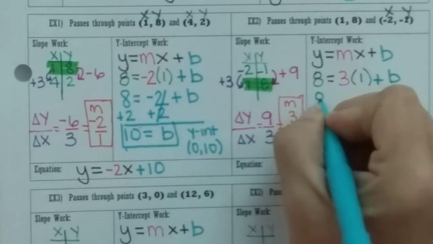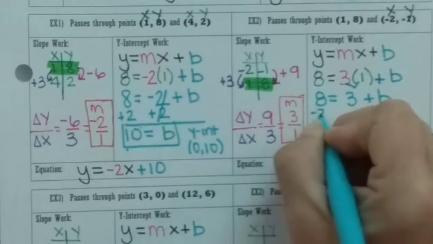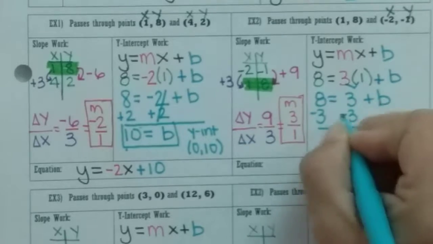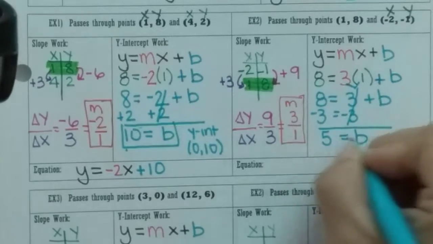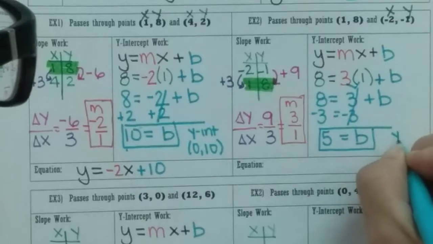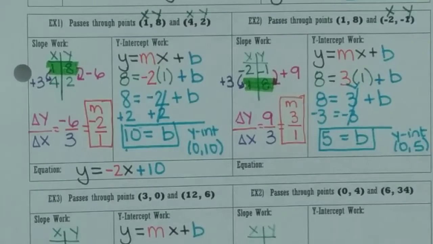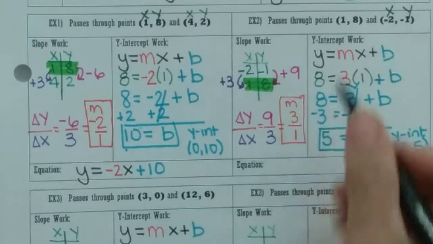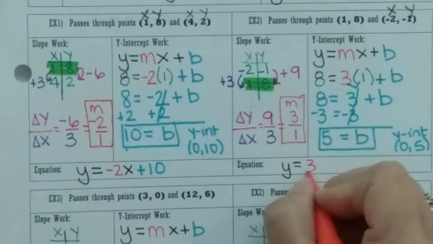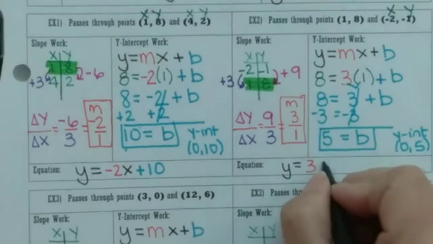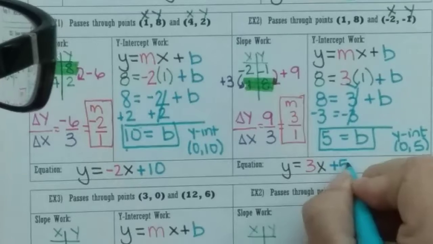So now I have 8 equals 3 times 1 is 3 plus b. Subtract 3 from both sides. 8 minus 3 is 5. Bring down the b. Our y-intercept is 0, 5. So now we can write our equation through the points 1, 8 and -2, -1 will be y equals 3 multiplied by x. And our y-intercept is 5, so we will do plus 5.